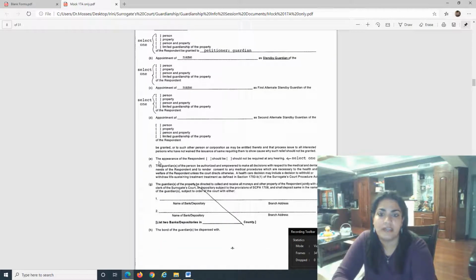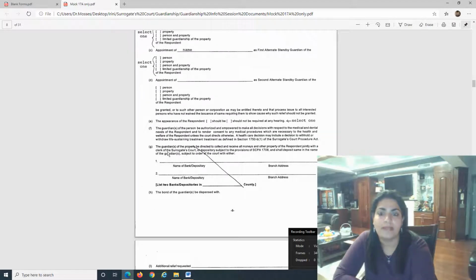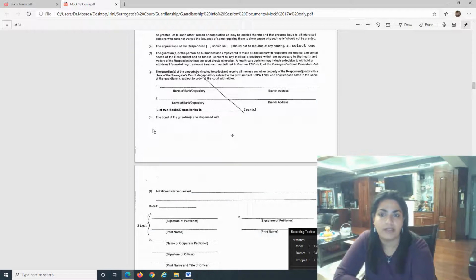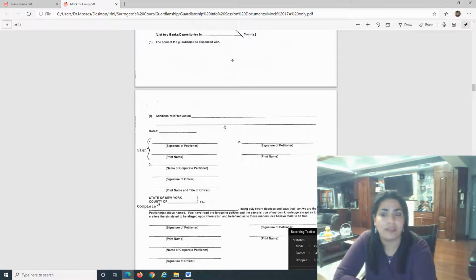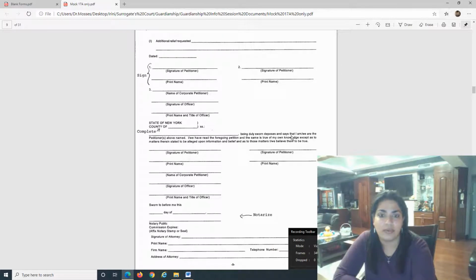This is again, you're going to check off, select one, whether or not the appearance of the respondent should be or should not be required. Like I mentioned before, you can make your selection, but it's up to the surrogate to make a determination here. This is an affirmative statement that you're going to read. This is not applicable unless there's funds here. This is an affirmative statement. And then if you have any other relief that was not mentioned here before, okay? And then you're going to sign, and this has to be notarized.